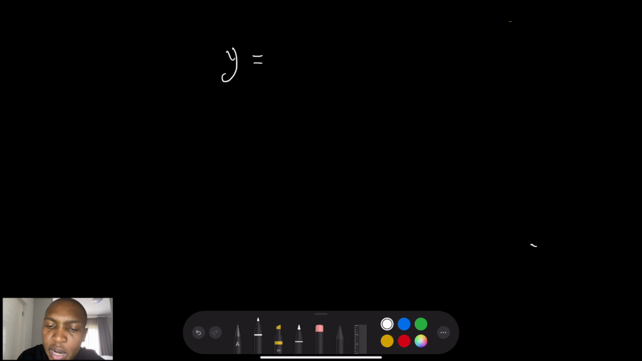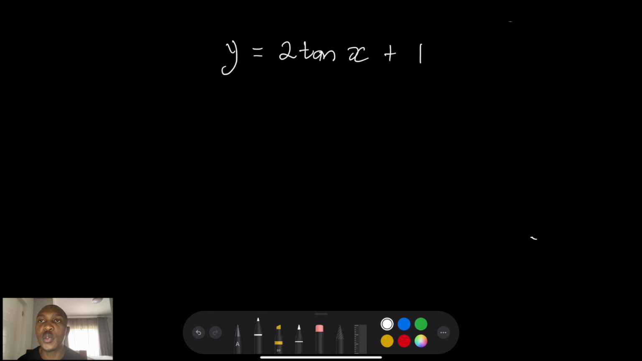So let's say, what happens if I say y is equal to 2 tan x plus 1. Okay, so in that case, let's try to draw the graph of y is equal to 2 tan x plus 1. Let's draw this for x is an element of, let's say, 0 to 360. Let's not complicate our lives, right?